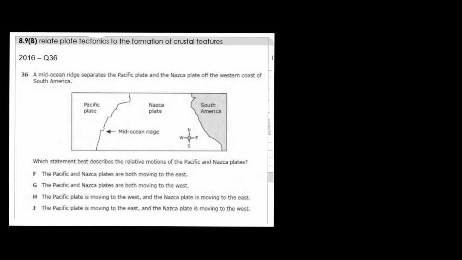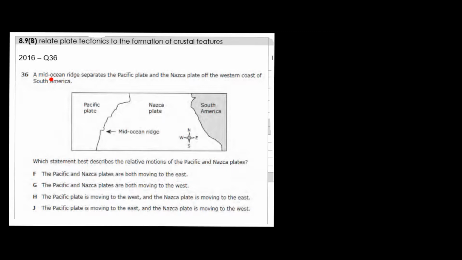All right. Once again, you are here because you did not choose or select the right answer to this question. So this question is over TEK 8.9b. You are to relate plate tectonics to the formation of crustal features.